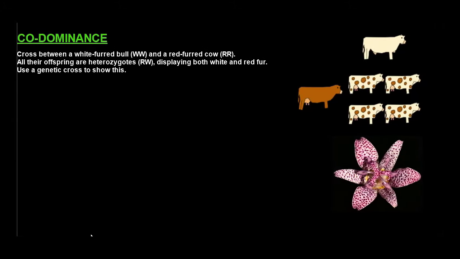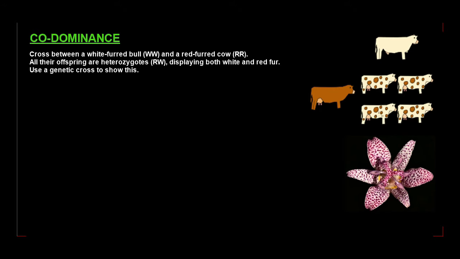Now, I've given you some diagrams here already, just so you guys know what it looks like. So if you've got a white cow mating with a red cow, you're going to have codominance in the sense that it's going to be a white cow with red spots on it, because both alleles are shown in the phenotype. This also happens in certain flowers. You've perhaps got a white flower crossing with a pink flower. Both alleles are equally dominant, and then they both show up in the phenotype.